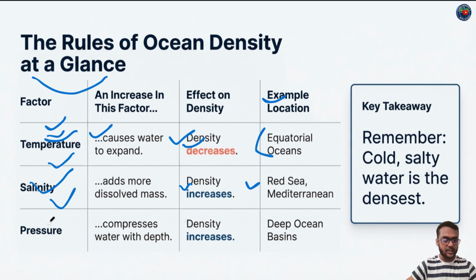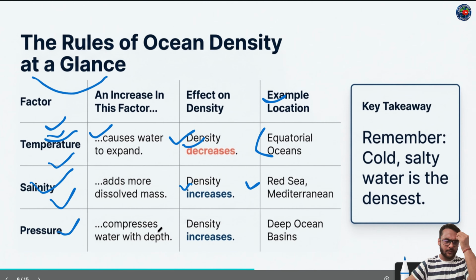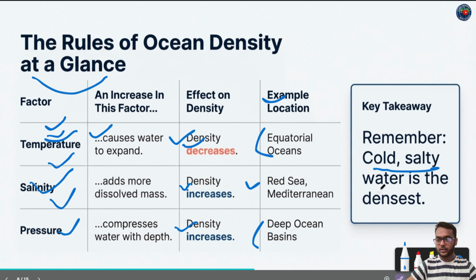Example, Red Sea and Mediterranean Sea. And if pressure is high, it compresses the water with depth. Pressure is high, density increases. Okay, deep means deep. Example, deep ocean basins. Okay, cold salty water is the densest.